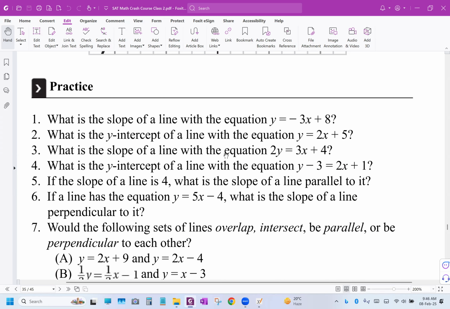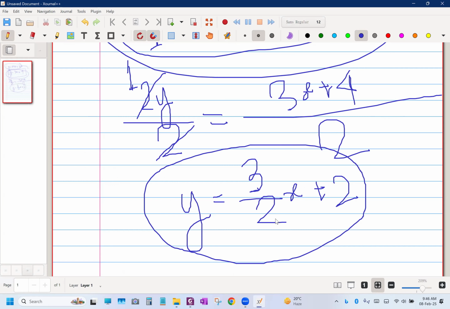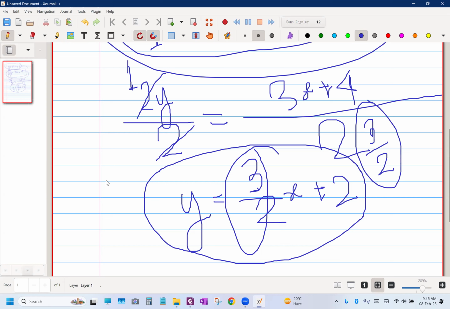What is the slope of a line with the equation? The slope of the line of the equation is basically 3 by 2. The slope of the line of this equation equals 3 by 2 because you just need to make the coefficient equal 1.